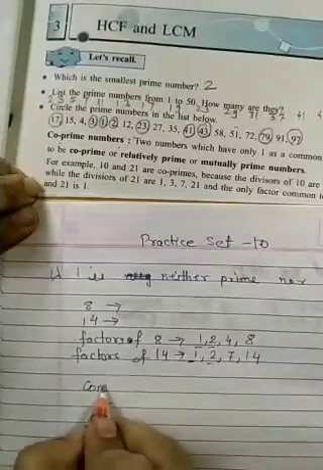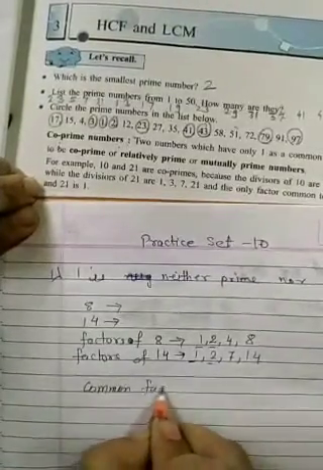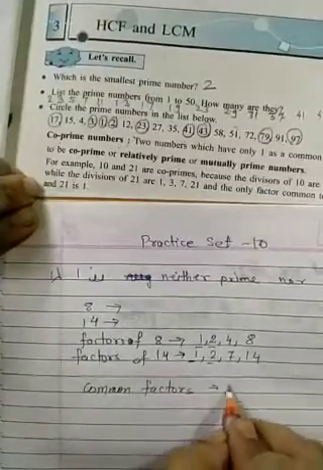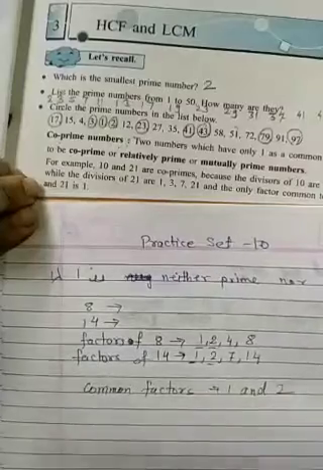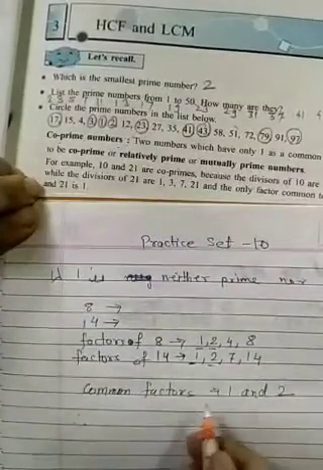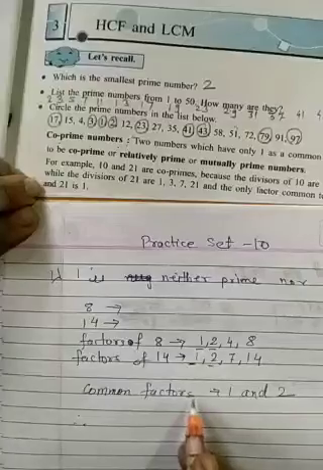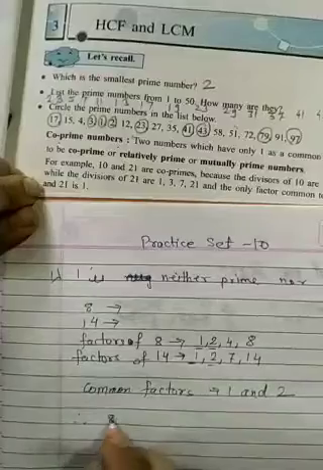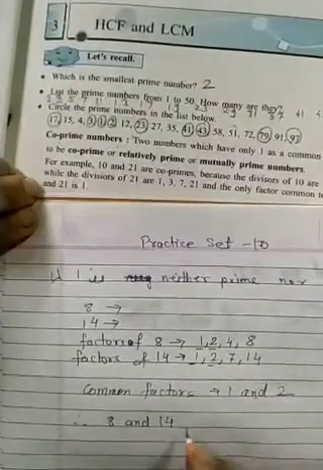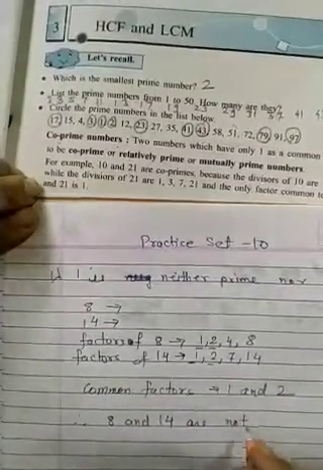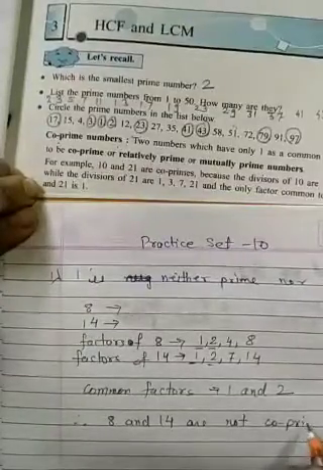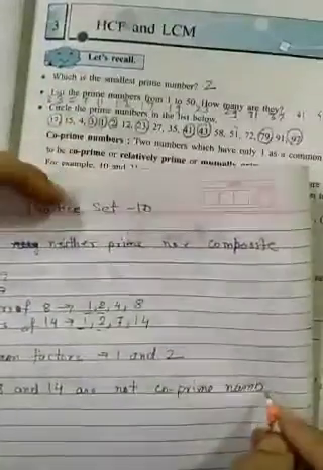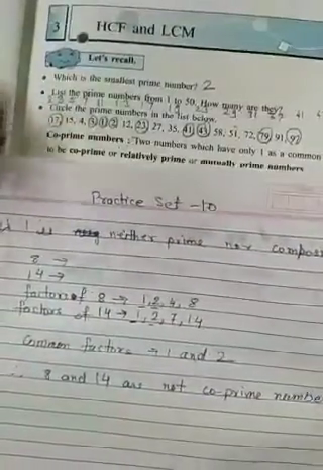Then here we will write common factors 1 and 2. Okay, therefore from our definition, common factors should be 1. Here the common factors are 1 and 2. That means 8 and 14 are not co-prime numbers. Is it clear?